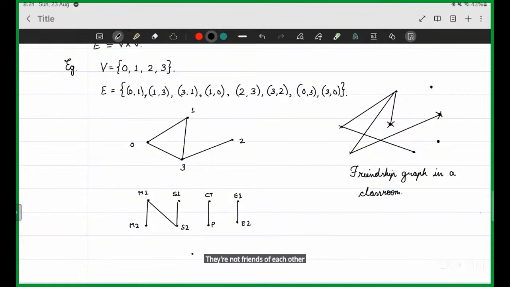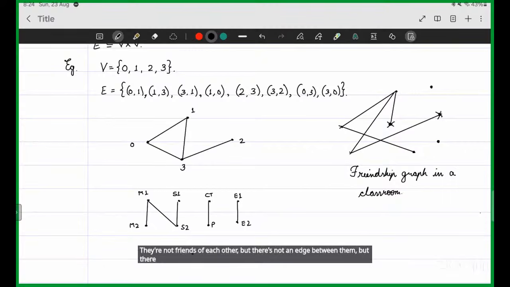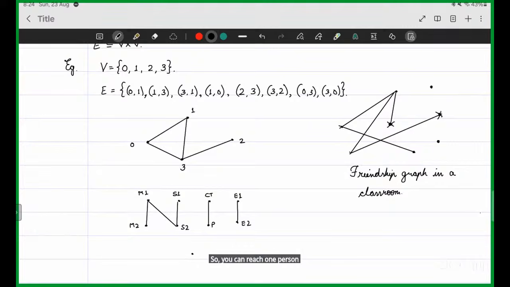There's not an edge between them, but there's a path between them. So you can reach from this person to the other person through a network of friends. This does become important later when we talk about reachability and so on. We will actually talk about this later.